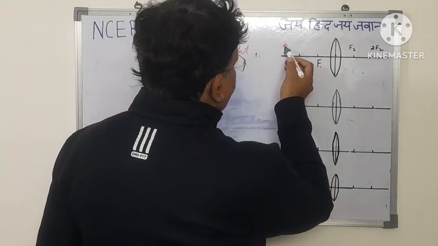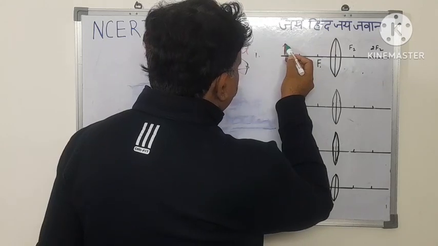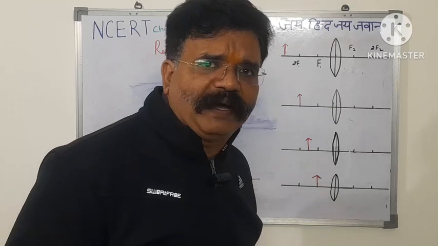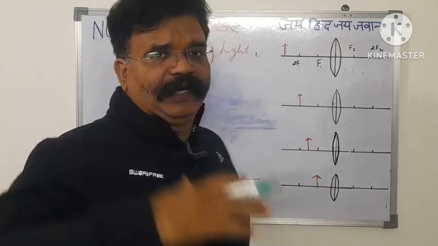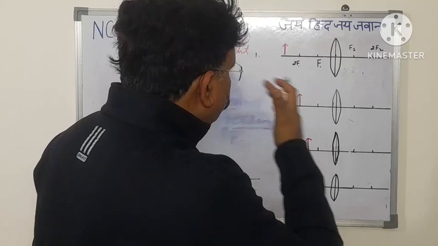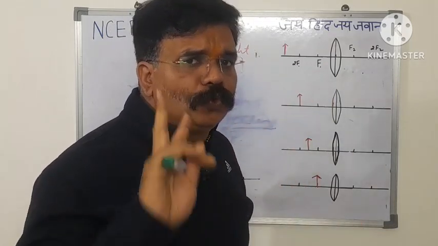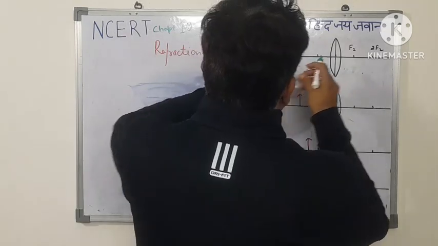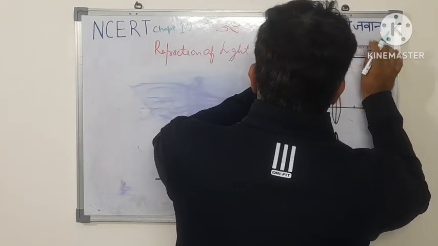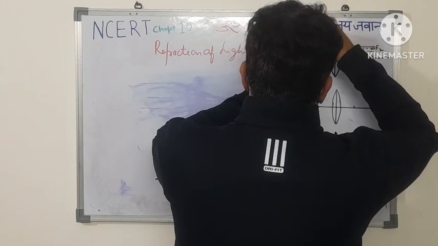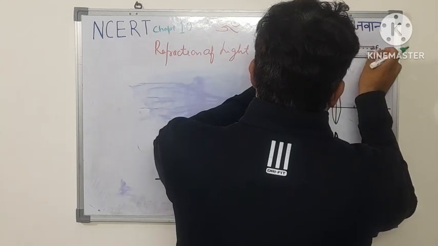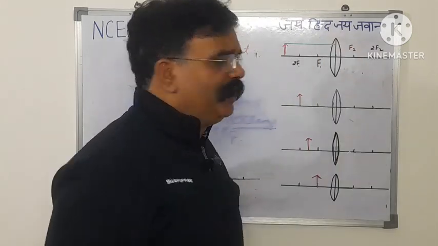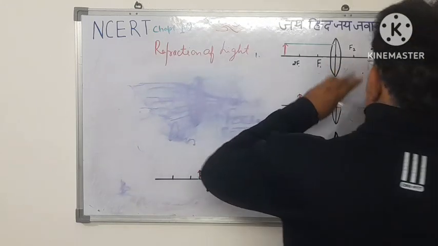From this object, rays will be coming from top to bottom. Infinite rays will be coming, striking the lens and passing through it. But in the schematic diagram, we have to take at least two rays to form an image. One ray will be made to come out from the top. When this ray passes through the lens, it will be diverted through its focus.